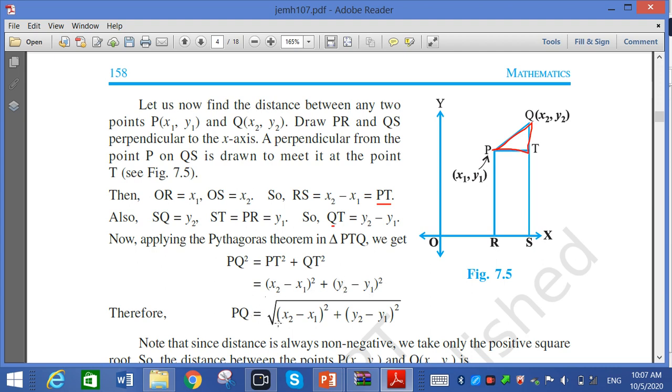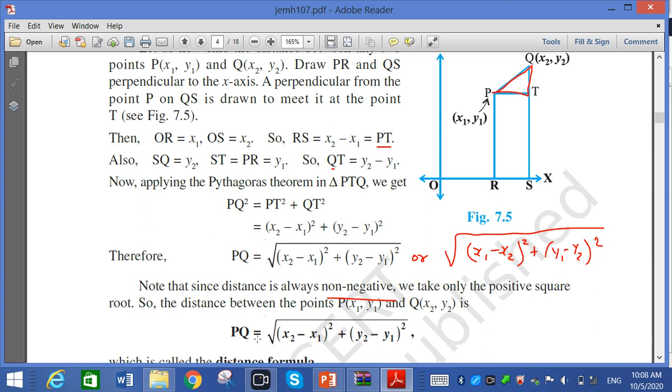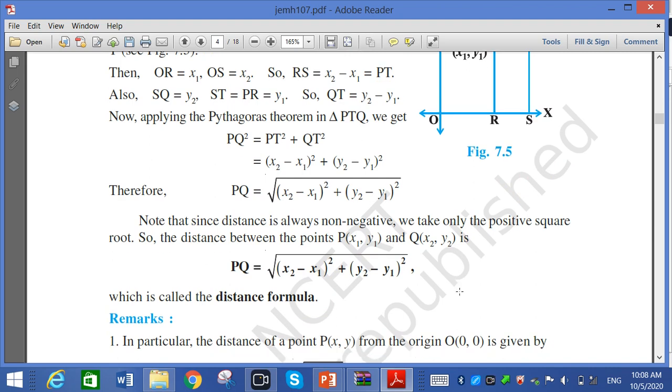So PQ is equal to under root, X2 minus X1, or we can write X1 minus X2 whole to square plus Y1 minus Y2 whole to square. So we can get the distance. Remember, distance is always non-negative. We can take only the positive square root. That is why it is called the distance formula. So this is the distance formula that we have derived, and now we go for the examples.